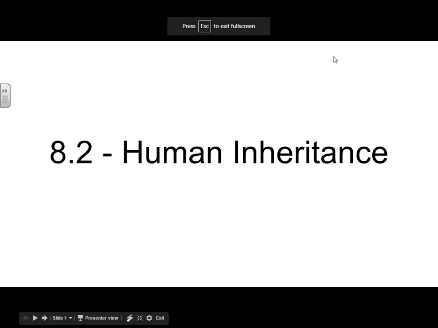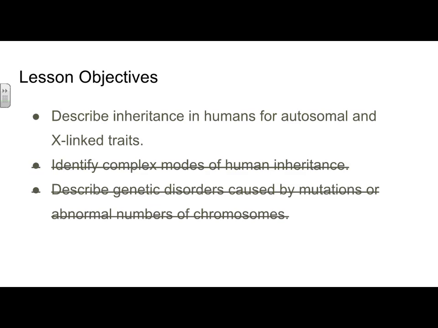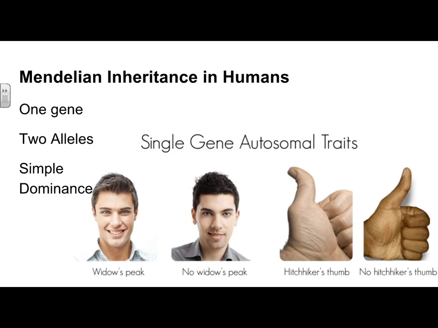Section 8.2 is on human inheritance. As far as our lesson objectives, this is kind of a long section, so I'm going to split it up into 2 days. Today, we're going to be able to describe inheritance in humans for both autosomal traits and X-linked traits. The other 2 objectives we will get to tomorrow.